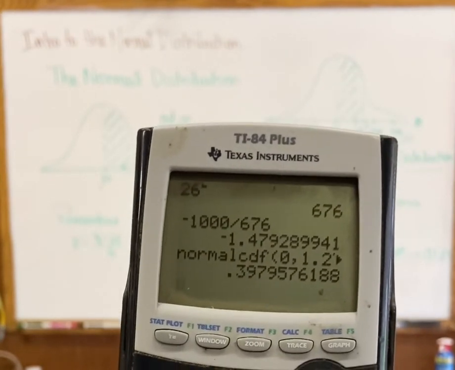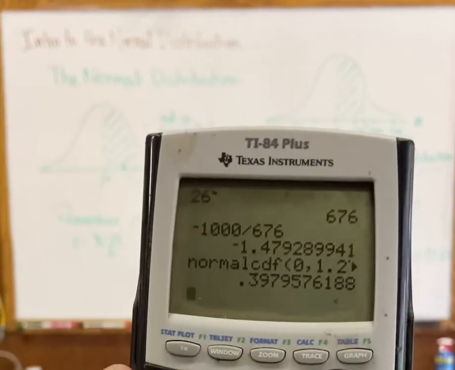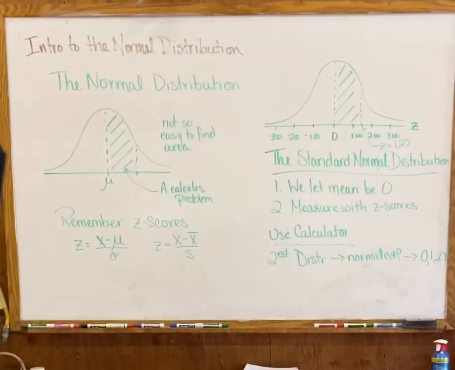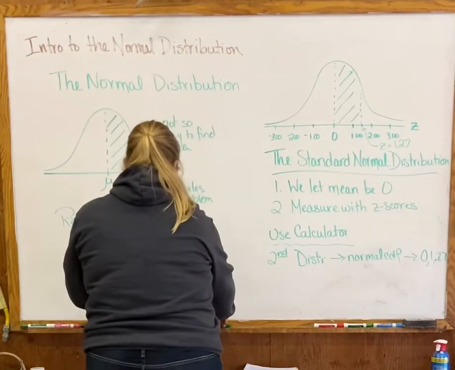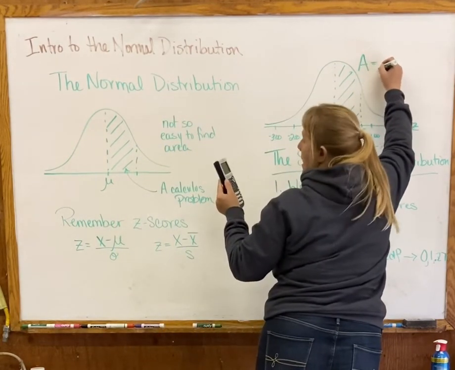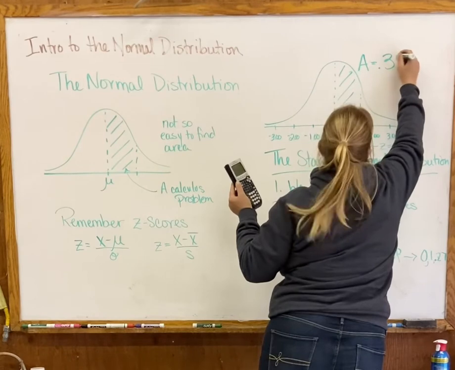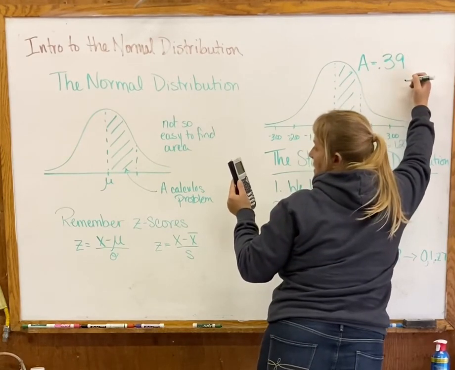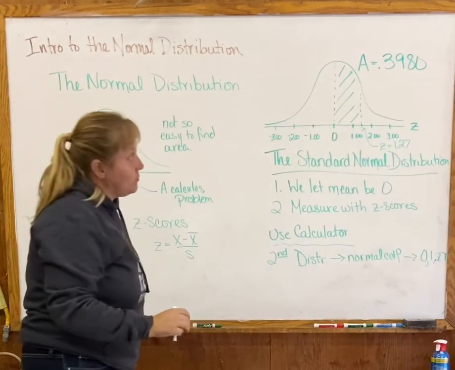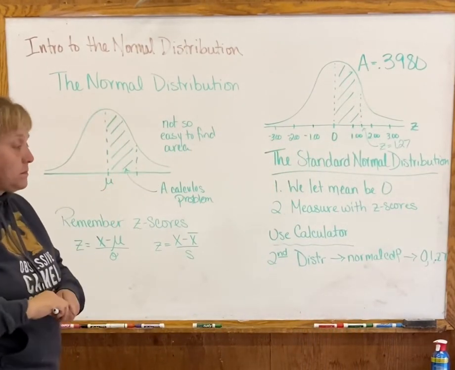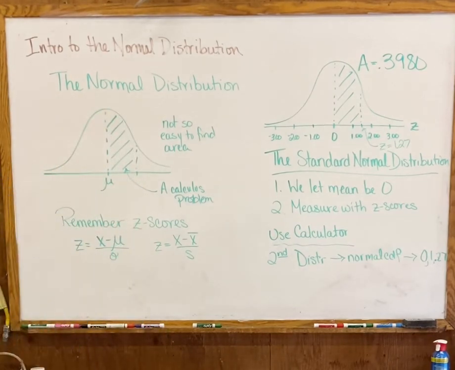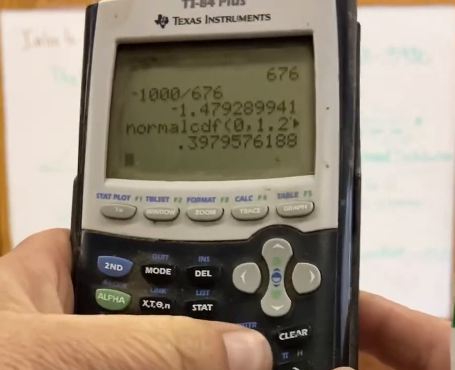Notice that area is in decimal form, and we're always going to round this to at least 4 decimal places. In our case, this area I got 0.39795, so 0.3980. Okay, so 0.3980.